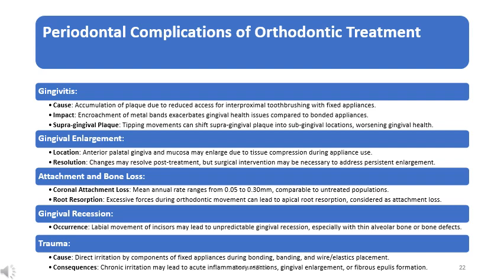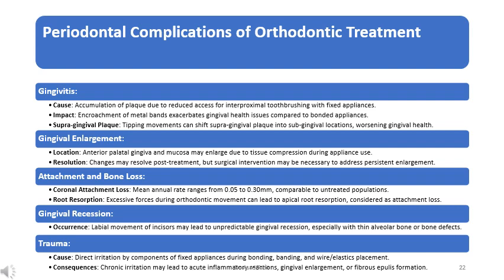Gingival enlargement. Location: anterior palatal gingiva and mucosa may enlarge due to tissue compression during appliance use. Resolution: changes may resolve post-treatment, but intervention may be necessary to address persistent enlargement. Attachment and bone loss. Coronal attachment loss, mean annual rate ranges from 0.05 to 0.30 mm, comparable to untreated populations. Root resorption: excessive forces during orthodontic treatment can lead to apical root resorption, considered as attachment loss.